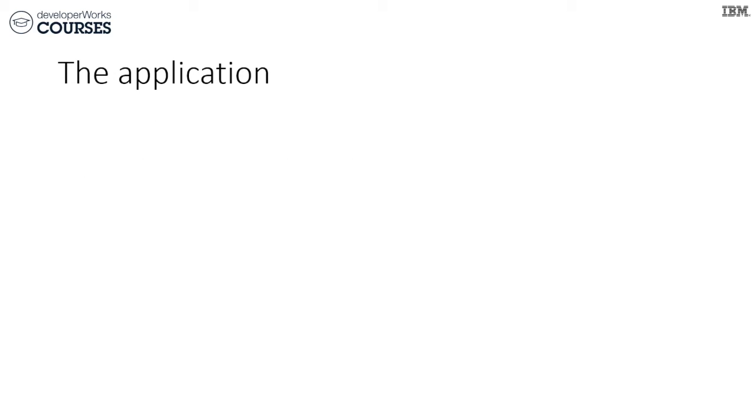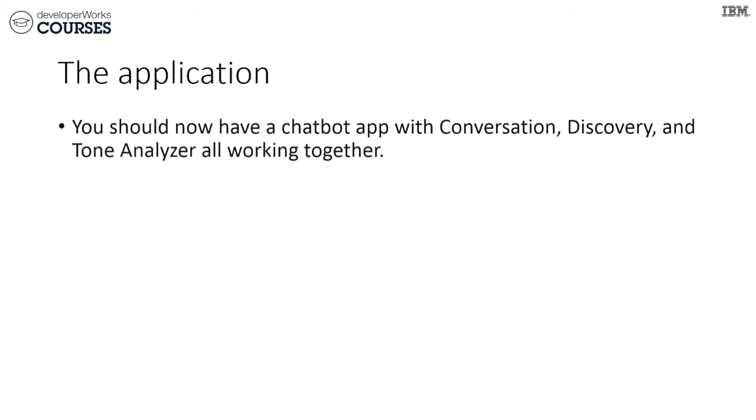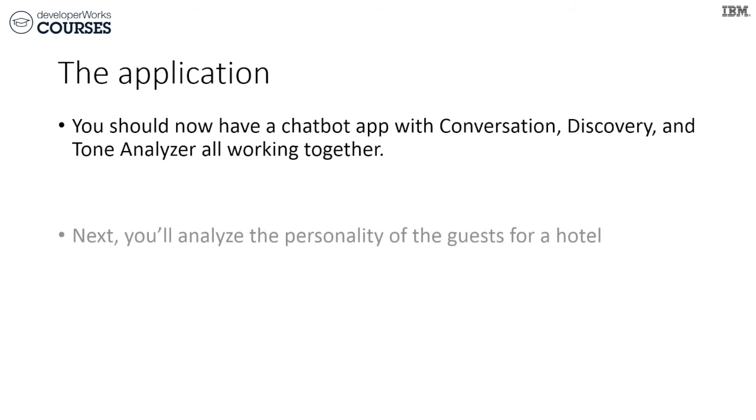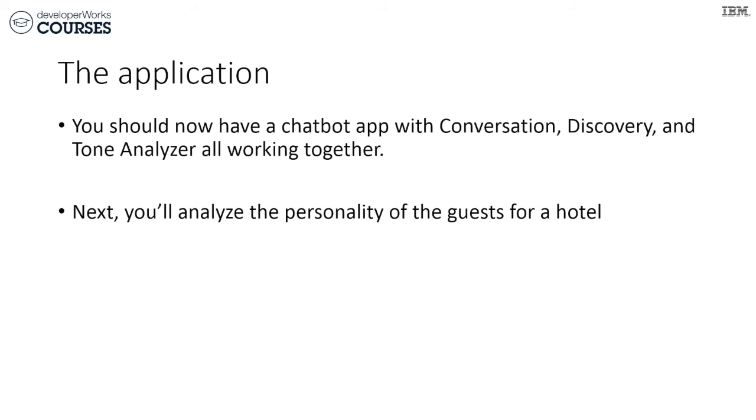So let's talk a little bit about the application that we're building. Alright, so at this point you should have the chatbot application already created with conversation, discovery, and tone analyzer all working together. So we're just going to build on top of that a little bit and add the Personality Insights service. And next, we're just going to analyze the personality of guests for a hotel.